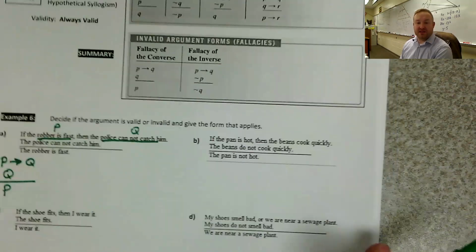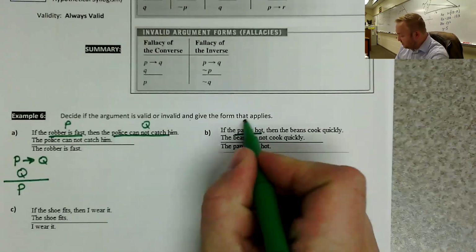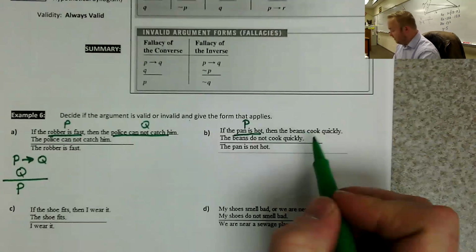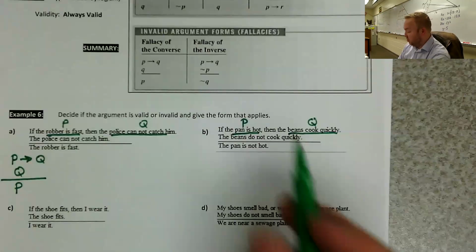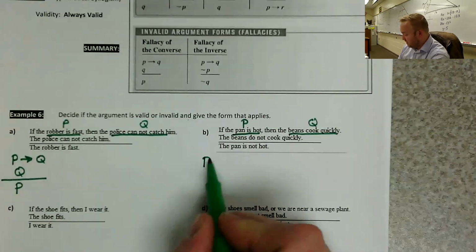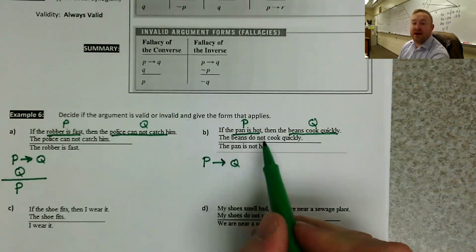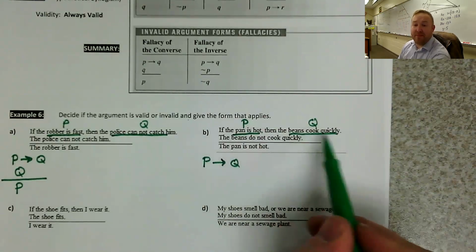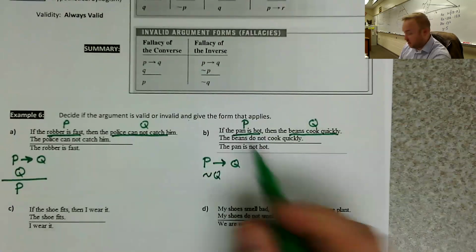Okay, going on here to example B, if the pan is hot. So pan is hot is going to be P. Then the beans cook quickly. So beans cook quickly is going to be Q. My first premise then is if P, then Q. So we'll write that as P implies Q. My next premise is the beans do not cook quickly. That's the opposite of Q. So that is the negation of statement Q.